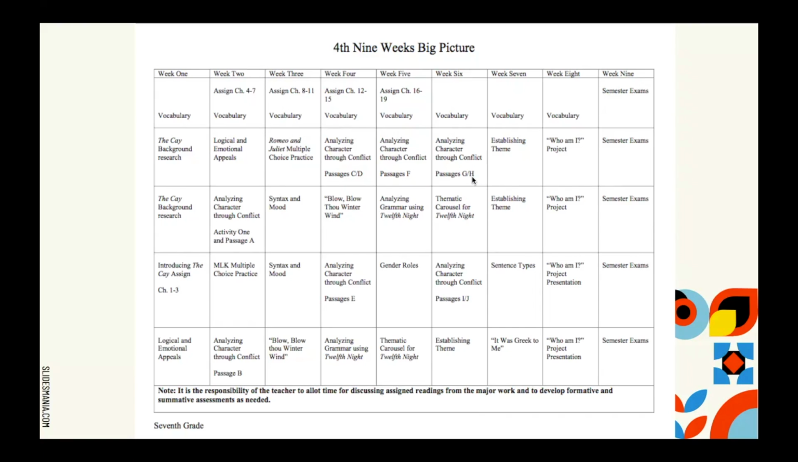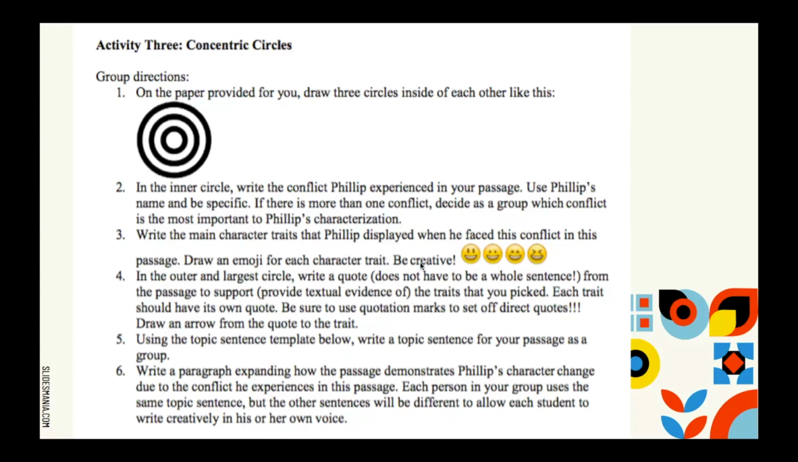And this is eventually going to lead to the development of an AEC where students talk about Philip's progression as a character. And so this is what we're going to work on today, activity 3, Concentric Circles. I'm going to break this down more specific as we move ahead, but just a brief overview. The concentric circles are 3 circles drawn inside of one another. You have an innermost circle, middle circle, and then an outer circle.